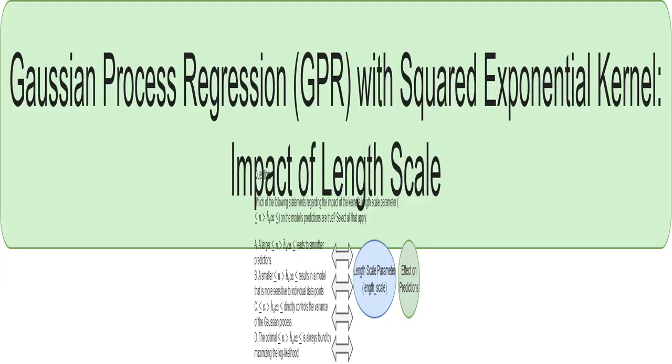This question is all about testing your understanding of the impact of the length scale parameter on Gaussian process regression model predictions. You'll need to know how the length scale affects the smoothness of the predictions, and how sensitive the model is to individual data points. GPR is a powerful tool for modeling data, and understanding this parameter is key. Let's dive in. This question is straightforward. You're asked to consider the influence of the length scale parameter, a crucial aspect of Gaussian process regression using a squared exponential kernel. Understanding this parameter is key to building effective GPR models. Let's tackle this question now.